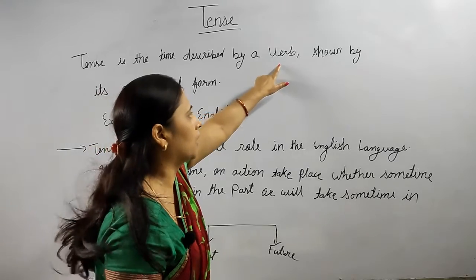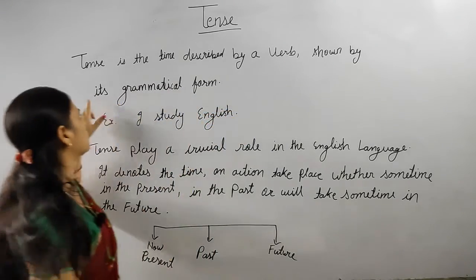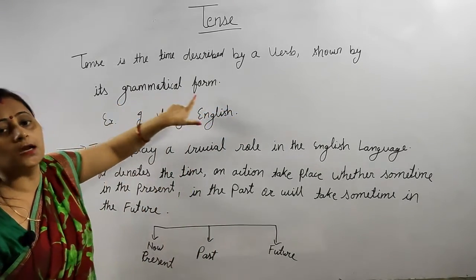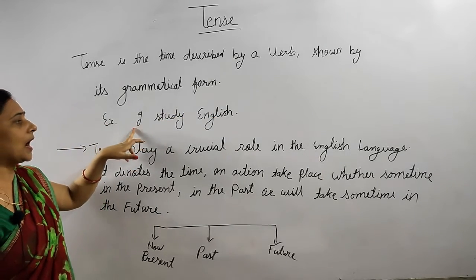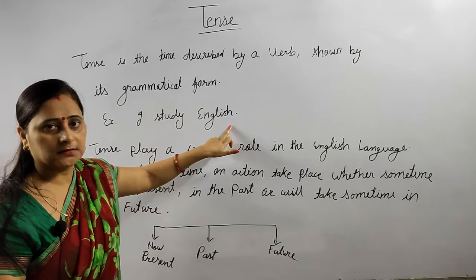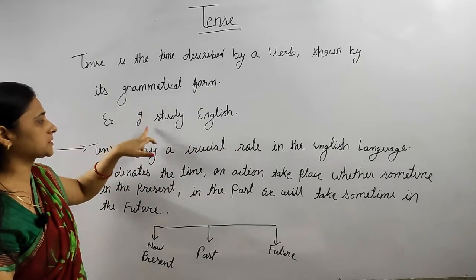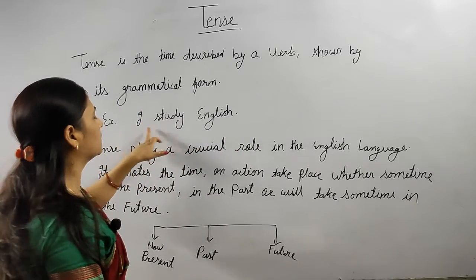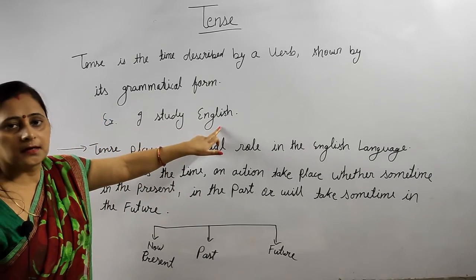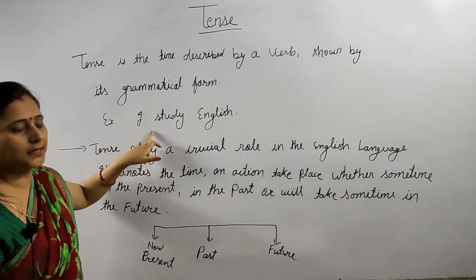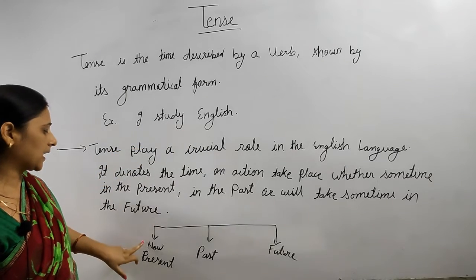A tense is described by a verb shown by its grammatical form. Like one example I have given, I study English. This verb, study, is showing time. I study English. This sentence is showing the present time.